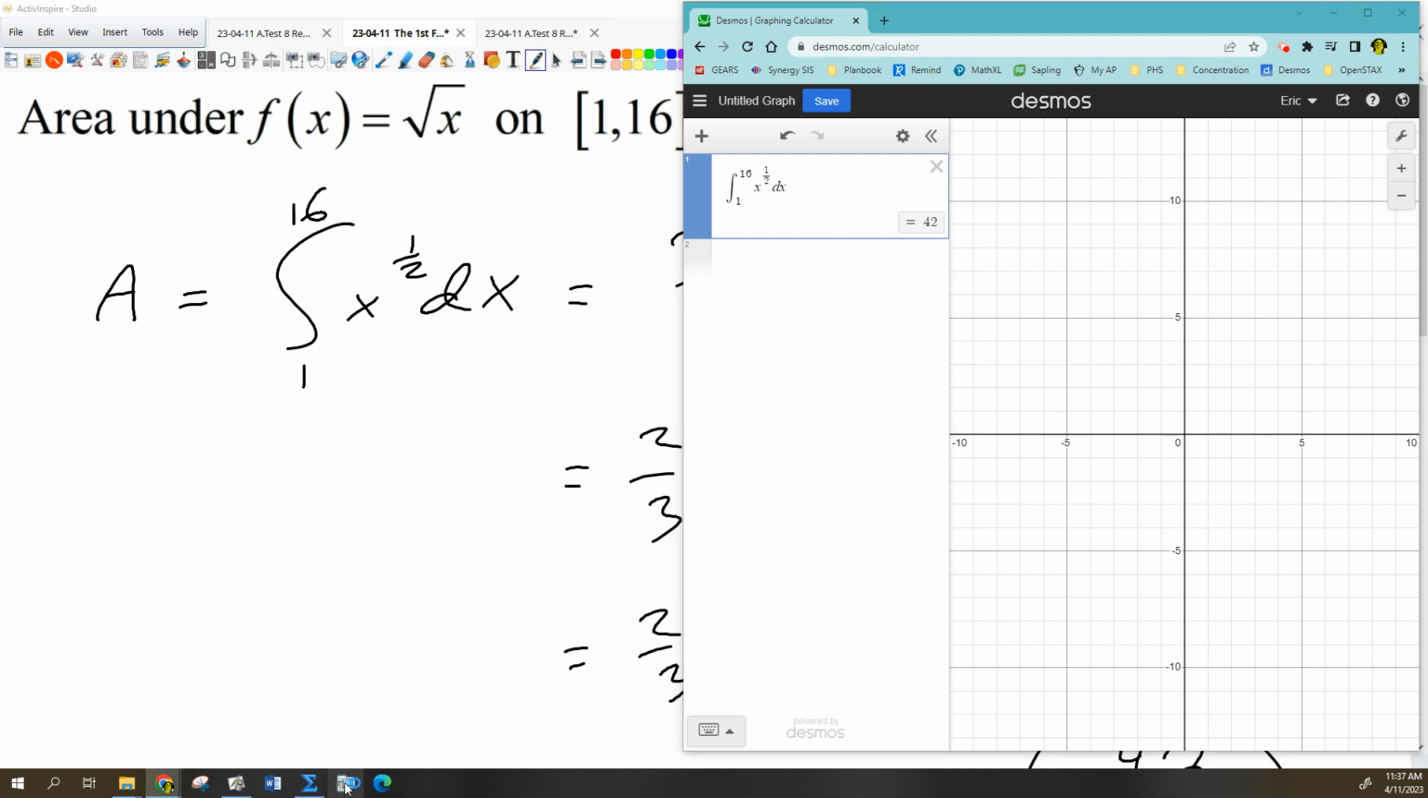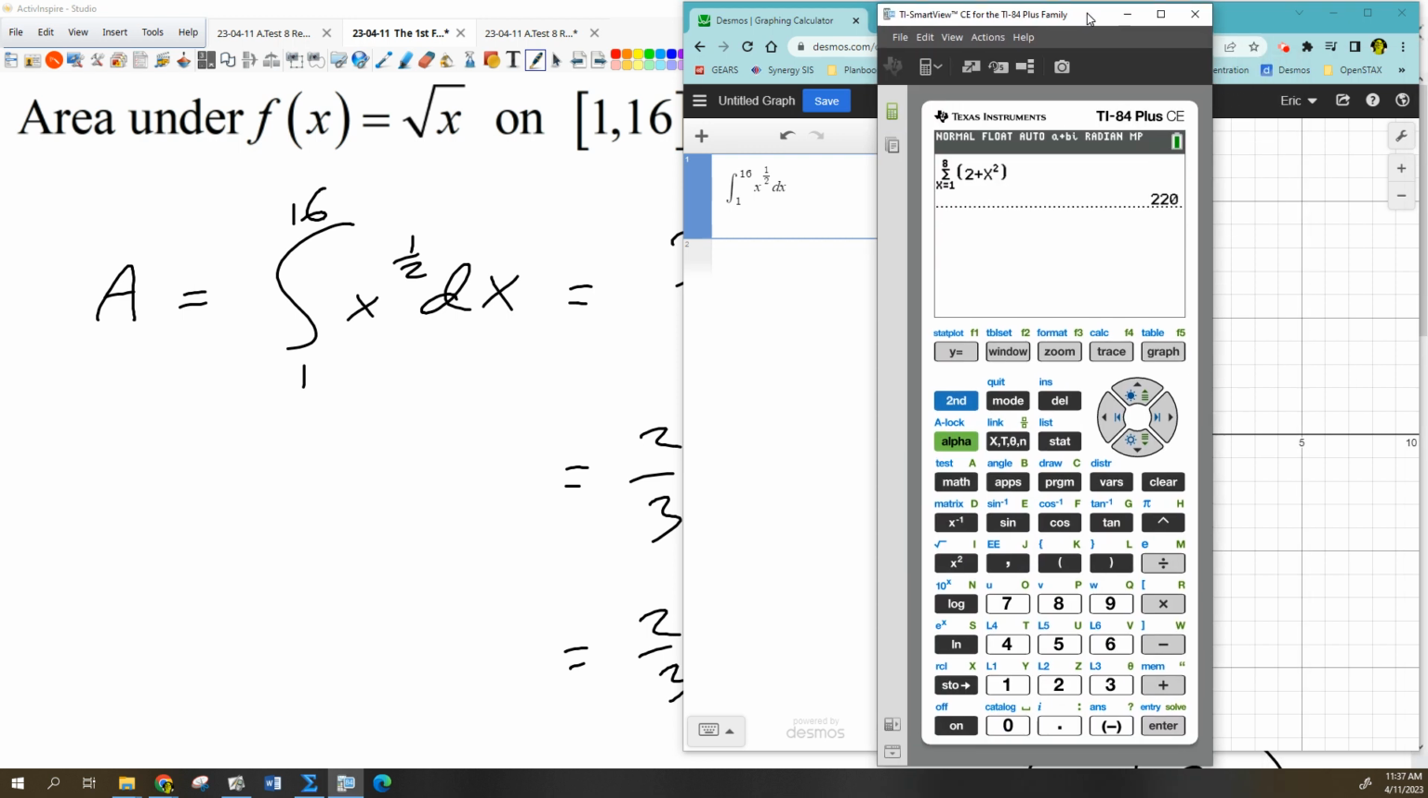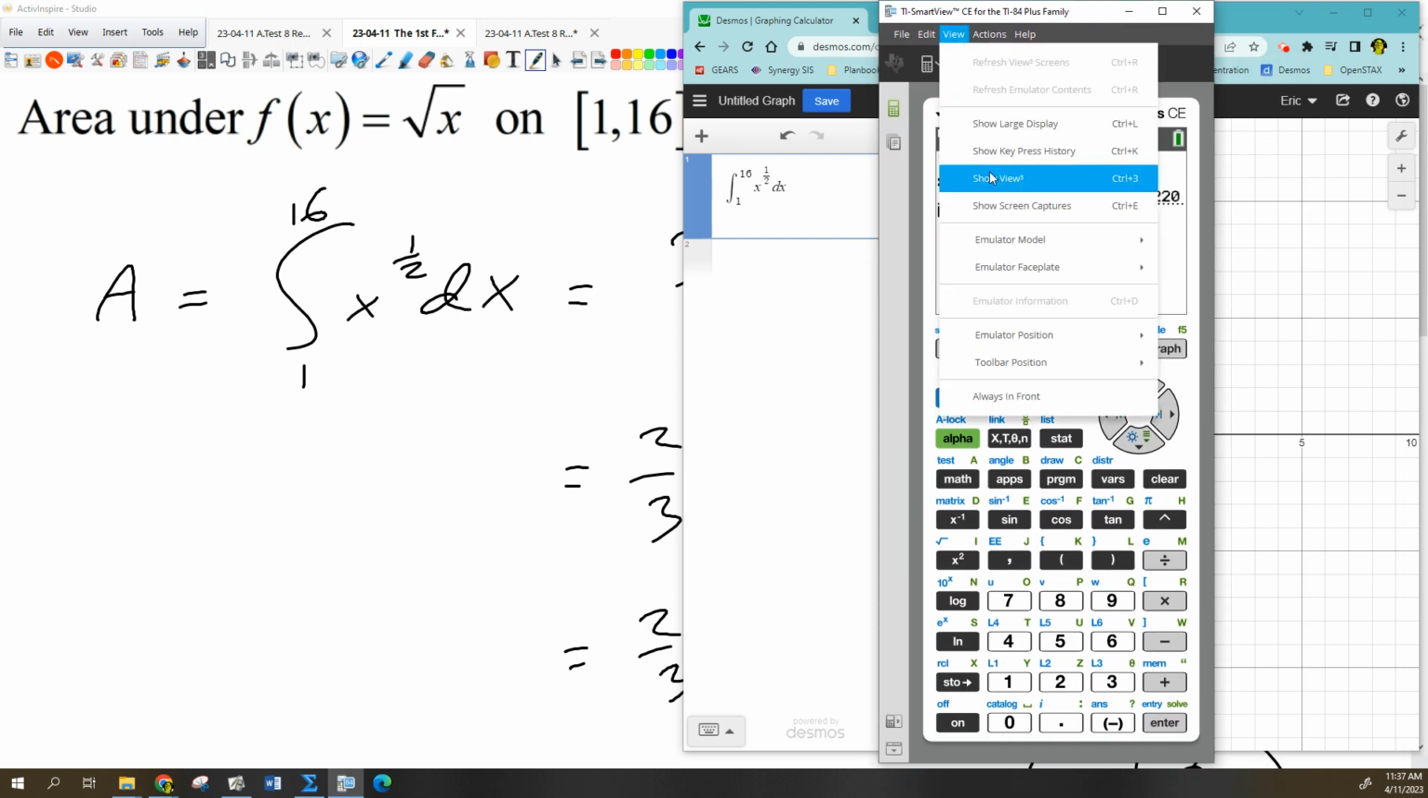How about on your graphing calculators? All right, you can do this 2 ways on your graphing calculators.